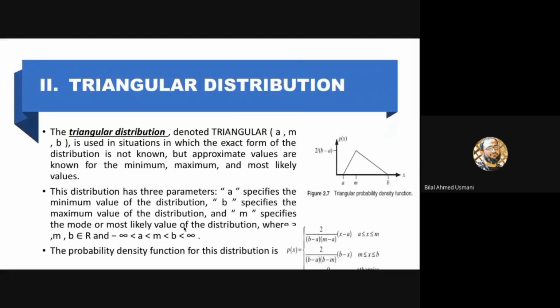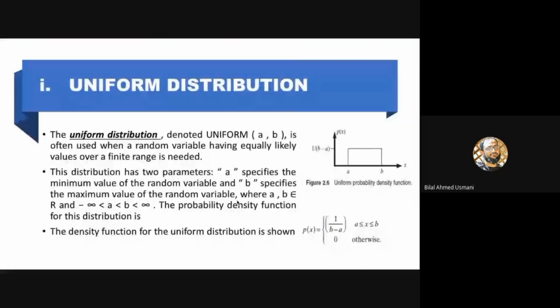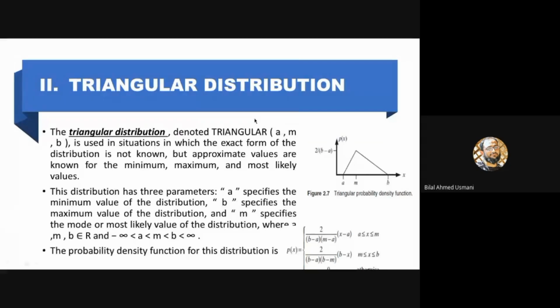What is a triangular distribution? It's a specific type of distribution, always used in situations when the exact form of the distribution is not known, but an approximate value is known for the minimum, maximum, and most likely value. The triangular distribution is denoted by a, m, and b. So triangular distribution needs three parameters. a is the minimum value, m is the most likely value, and b is the maximum value. So it's slightly different from the uniform distribution.